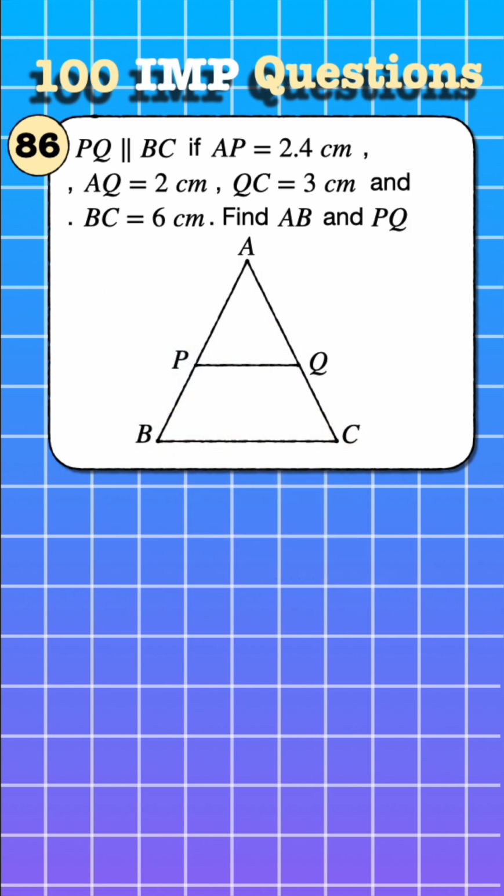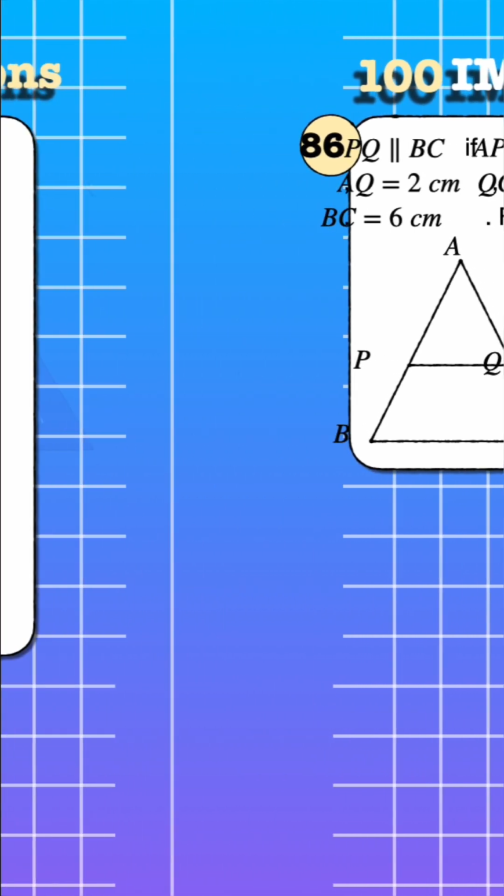Question number 86. PQ is parallel to BC. If AP equals 2.4 cm, AQ is equal to 2 cm, QC is equal to 3 cm, and BC is equal to 6 cm, then find AB and PQ. Okay? Now look at the diagram. All the values are marked.